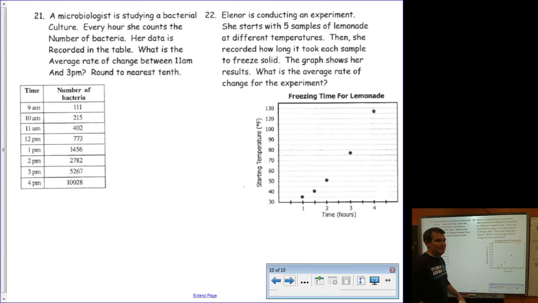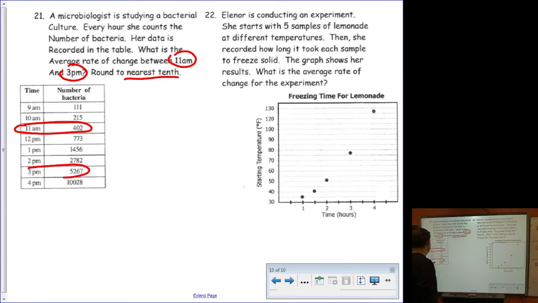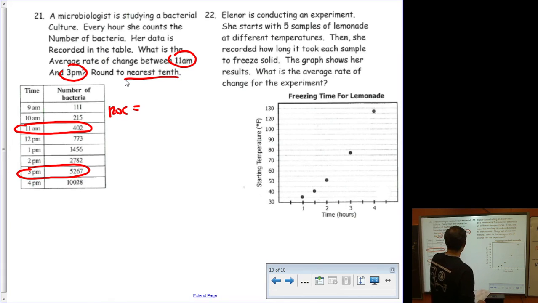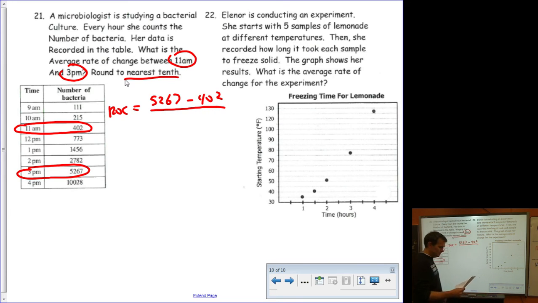All right, last up I have these two rate of change problems. This first one wants me to find the rate of change to the nearest tenth between 11 and 3 p.m. So that would be here and here. So to find the rate of change, you do the same thing we do to find slope. You do y minus y over x minus x. I might do 5267 minus 402 over, okay, so the time's a little tricky.